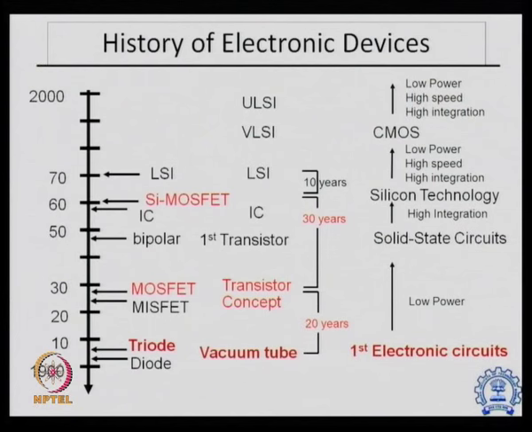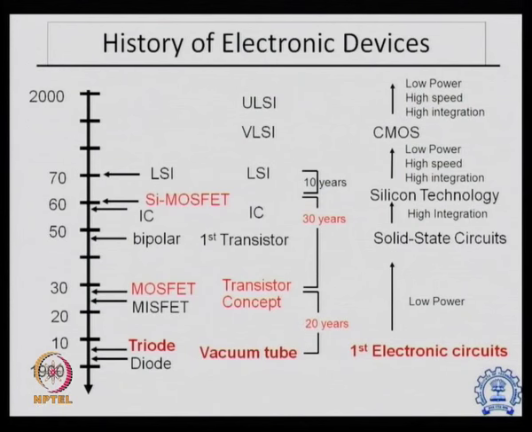The names were given because we started looking for the number of components on chip. So, first we started with vacuum tube, first 20 years it took us to reach the transistor concept, next 30 years we could make ICs, and last 10 years up to 70 we were spending on large scale integration, and I do not know, the next 30, 40 years we are in the era of VLSI or ultra large scale.